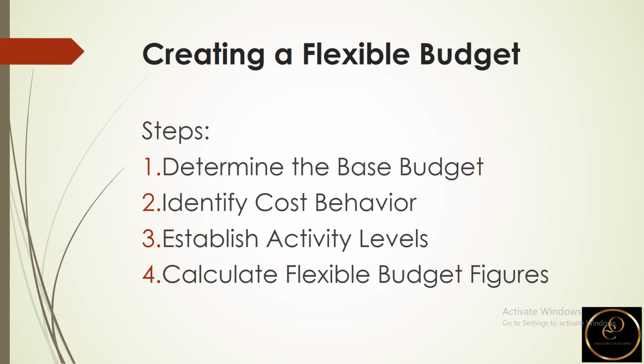Second step is to identify the cost behavior. Find out which costs are affected by changes in activity level, and those which do not change with changes in activity level. In other words, find out which are the variable costs and which are the fixed costs, and in certain cases, find out where you have a mixed cost arrangement. Step 3. Establish the activity level. Step 4. Then calculate the flexible budget figures.